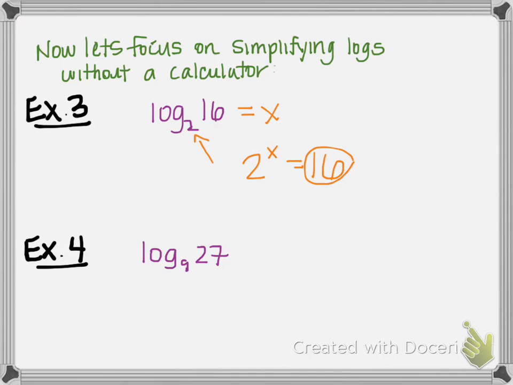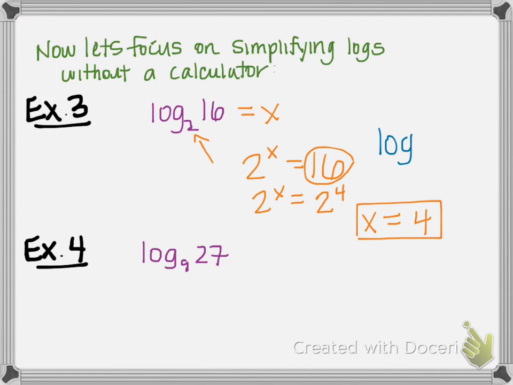You can actually write 16 as 2 to the 4th. So, if we set those two equal, the bases are already equal now. Therefore, the exponents can be set equal. So, x is 4. So, in the end, log base 2 of 16 is equal to 4. The power we raise 2 to in order to get 16 is 4. And again, a lot of times some of these can be done without the calculator and even without switching. If you know what power you raise that base to get that number, then you can just go for it.